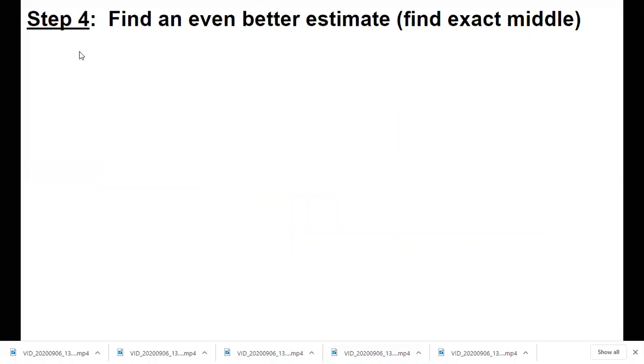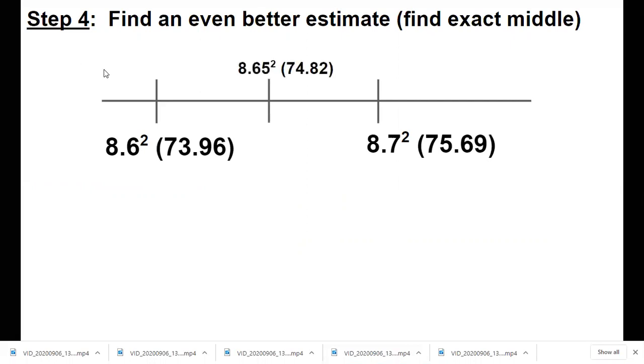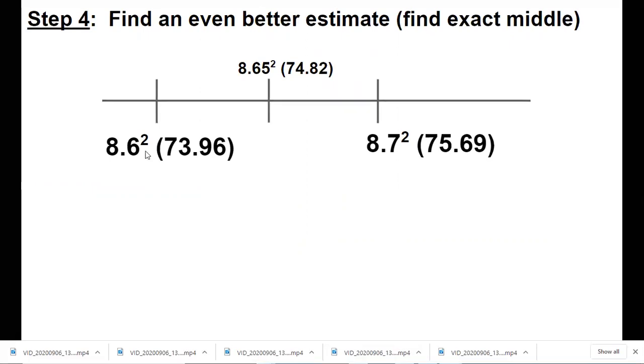So we're going to find an even better estimate. We're going to find the exact middle of 8.6 and 8.7. And the number in parentheses is the number squared, so we can keep using our 75 and see where that fits. So how did I get the middle number of 8.65? I added 8.6 plus 8.7 and divided by 2, and I got 8.65. And then I squared it to get 74.82. So that will become our new lower limit. Square root of 75 is going to fall in between these numbers, 8.65 and 8.7.